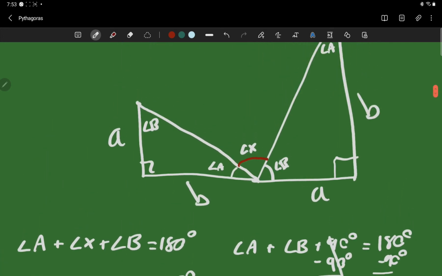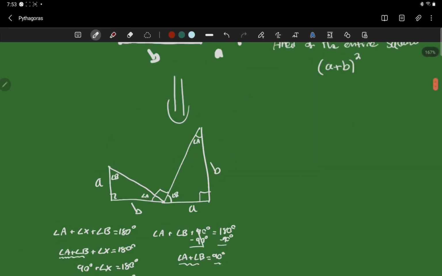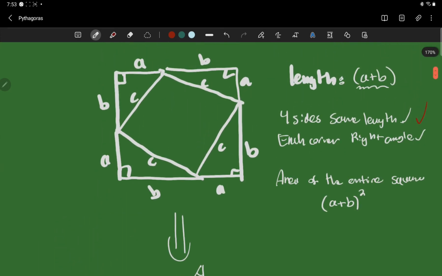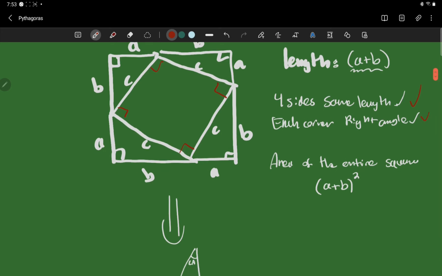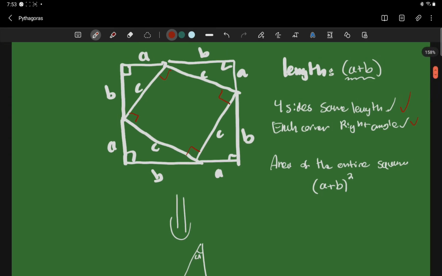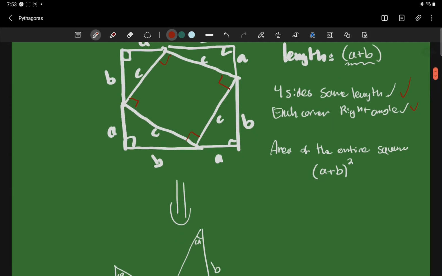And that's our key. So we know that angle X is actually a right angle. So we can look back at our original drawing. We can safely say that these 4 angles are right angles. And because all 4 sides are length C, and we just proved that each corner is a right angle, then it is indeed a square in the middle.